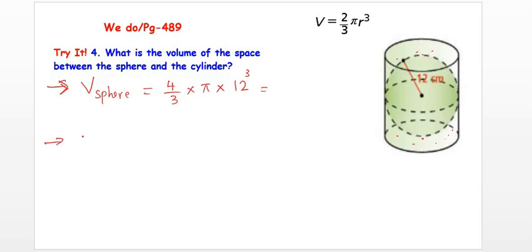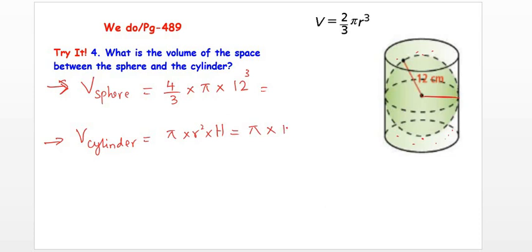Let me first show you what the next step is. Then we will find the volume of the cylinder. How do we find the volume of the cylinder? The volume of the cylinder is pi times r squared h, the height. It's very obvious that the radius of the cylinder will be the same as the radius of the sphere, because you can see from here, right? So what is the radius?